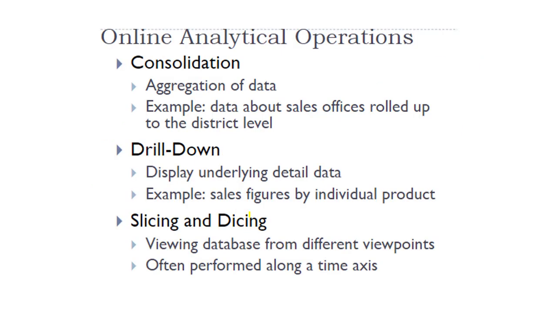So here are the different operations in OLAP. We have consolidation, or aggregation of data, for example data about sales offices rolled up to the district level. We have drill down, which displays underlying detailed data, for example sales figures by individual product. And we have slicing and dicing. It means viewing the database from different viewpoints, often performed along a time axis.